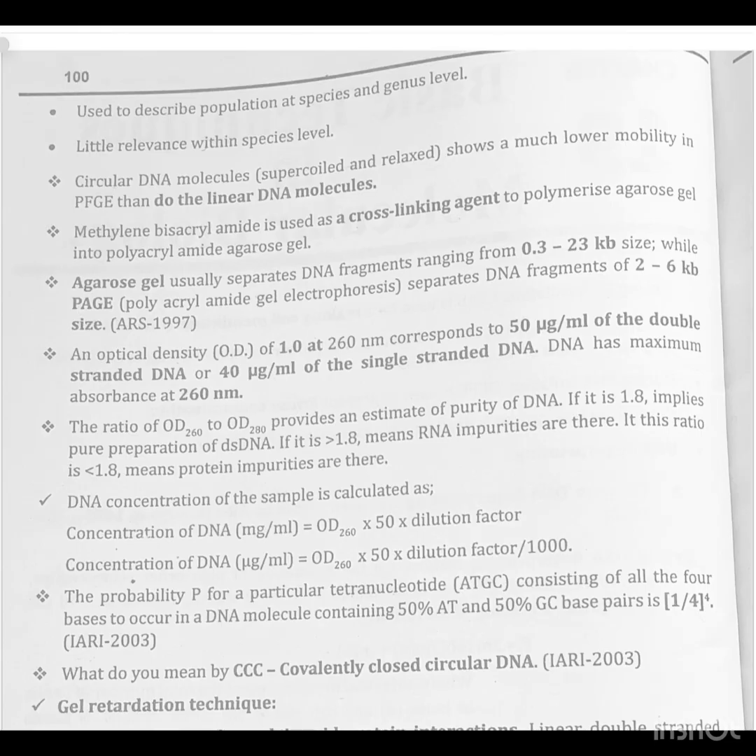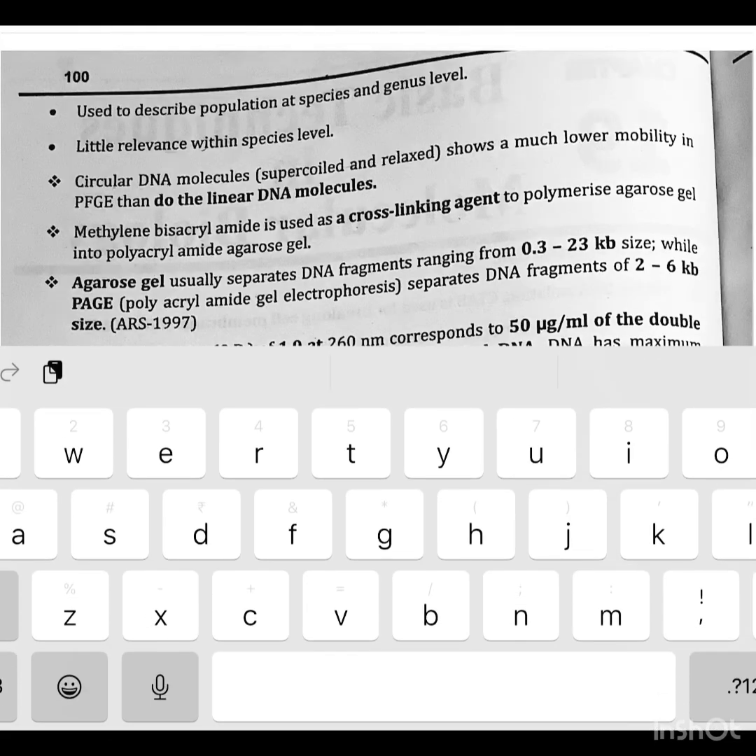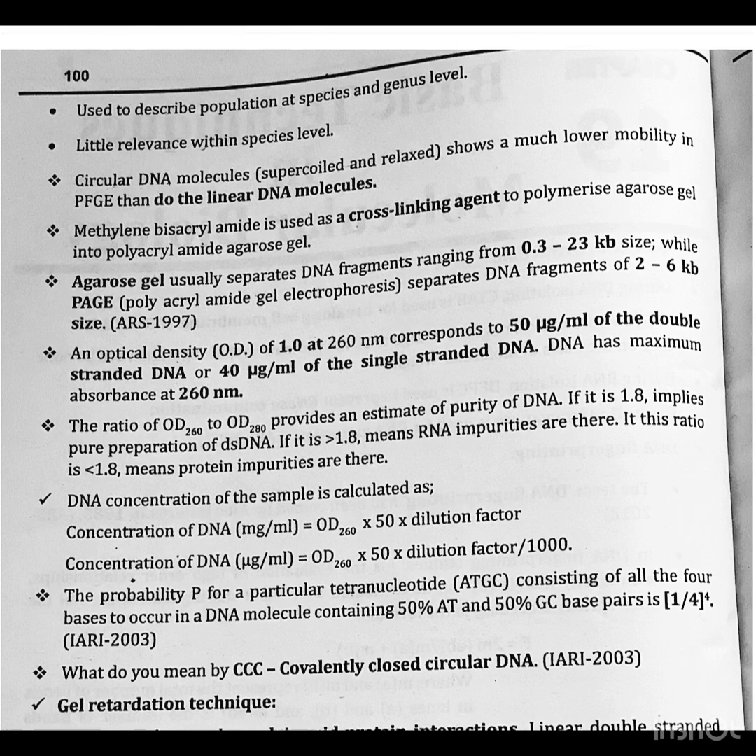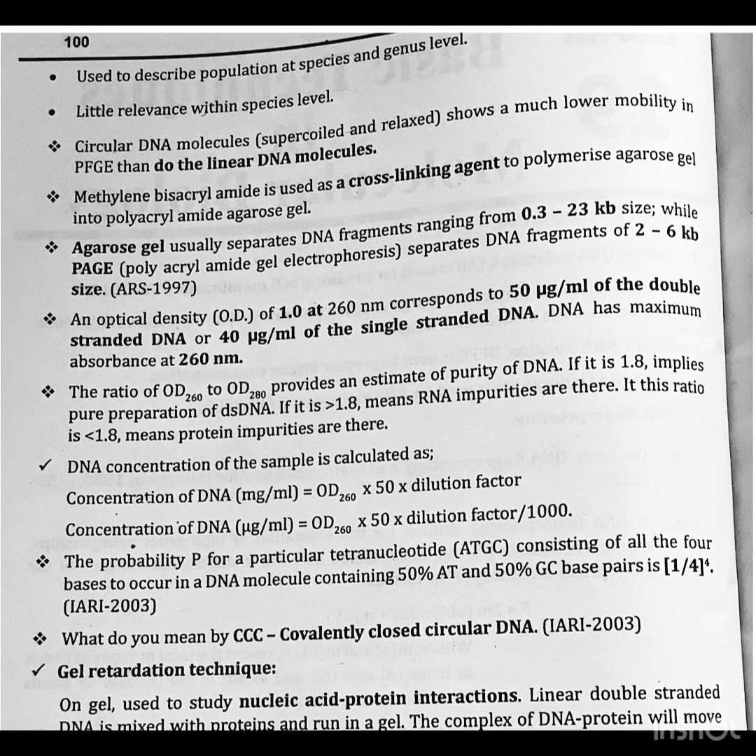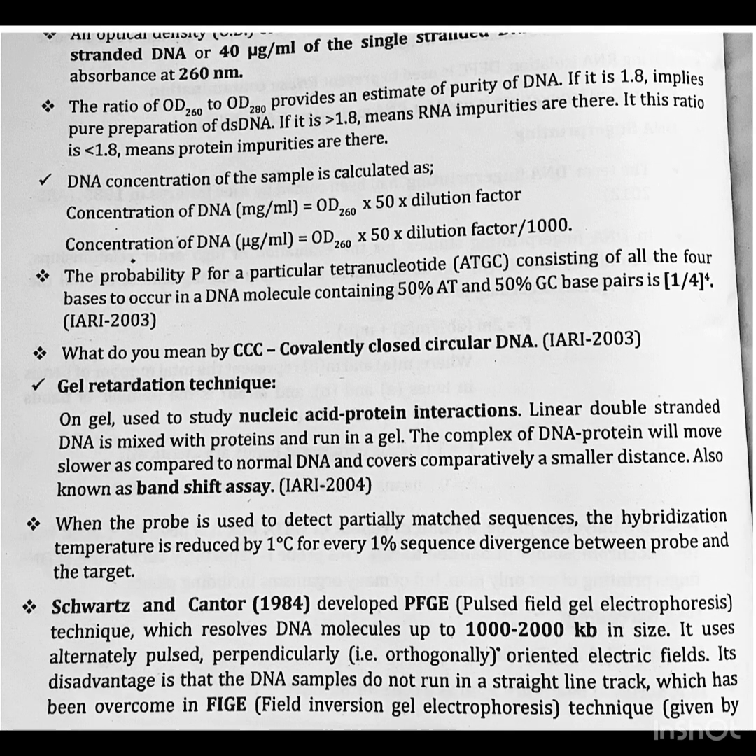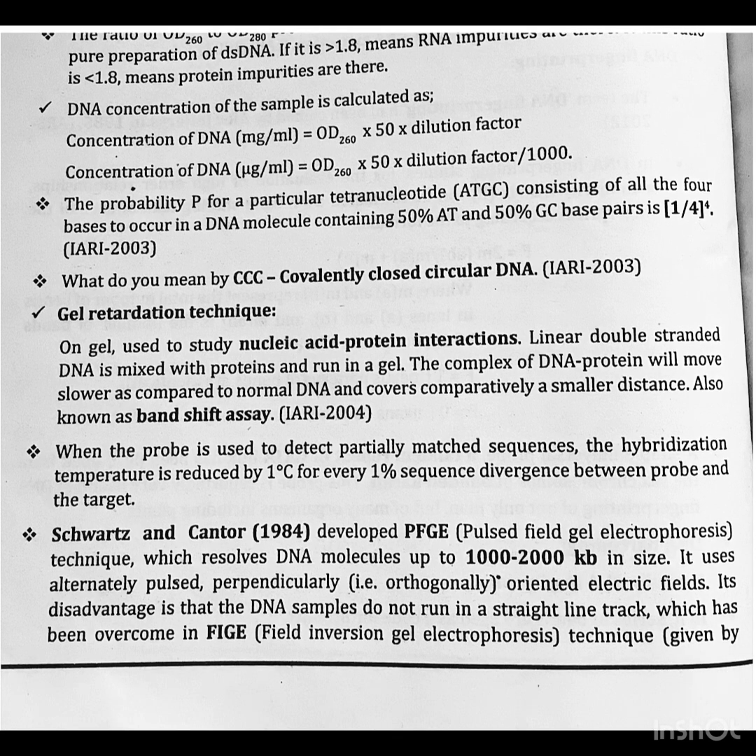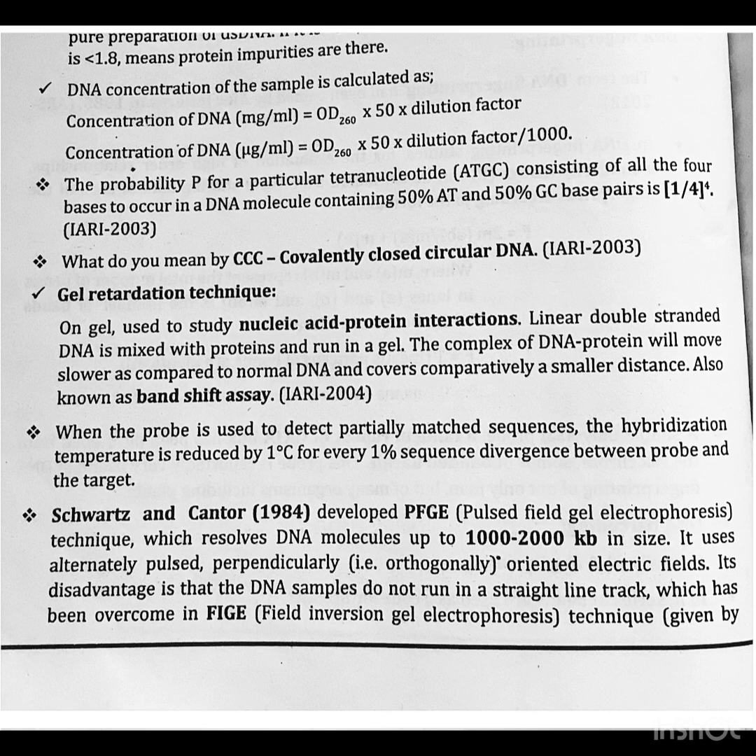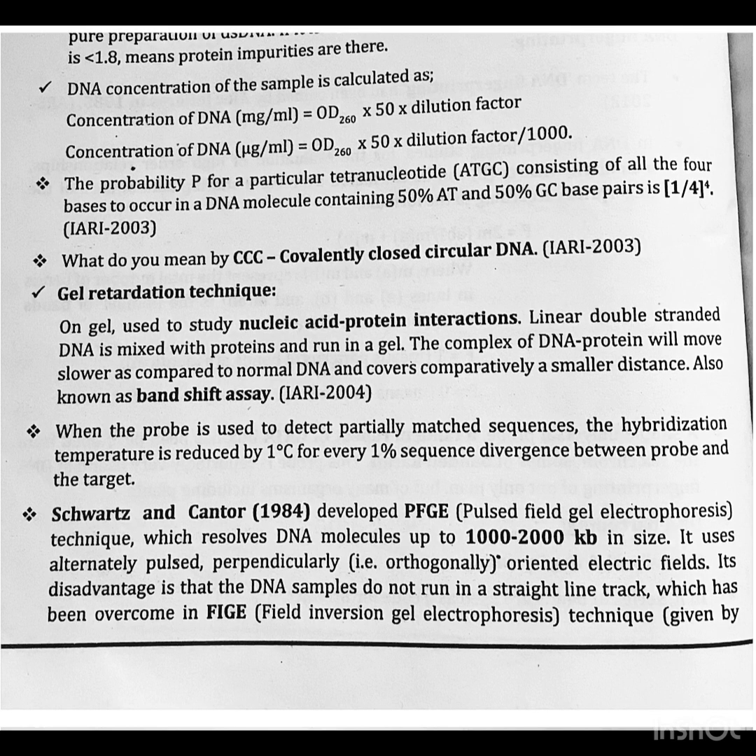Gel retardation technique. It is a gel used to study nucleic acid protein interaction. Linear double stranded DNA is mixed with protein and run in a gel. The complex of DNA protein will move slower as compared to normal DNA and covers comparatively a smaller distance. It is also known as band shift assay. Question asked in IARI 2004.